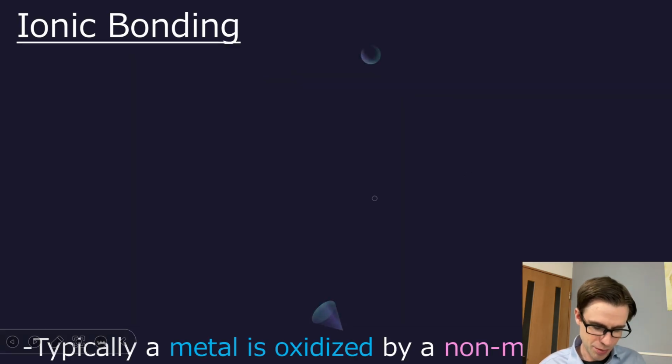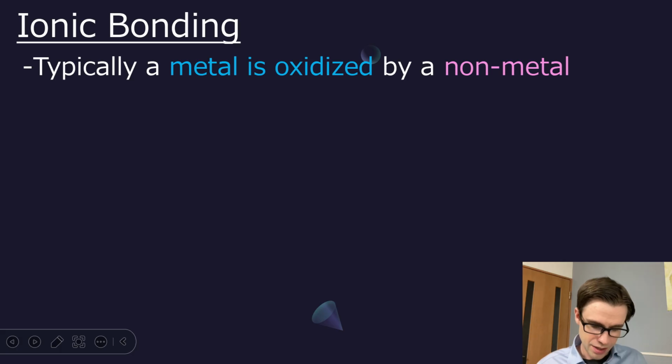Alright, so ionic bonding. Typically, what we will have is a metal is oxidized by a non-metal. We'll talk about metals versus non-metals in the periodic table section of the curriculum later on, but you can kind of get the idea of what a metal is. They're the things near the left side of the periodic table that tend to go positive oxidation states. Sodium, beryllium, aluminum, those kind of things. Oxidized by a non-metal. These are things like oxygen, nitrogen, fluorine.